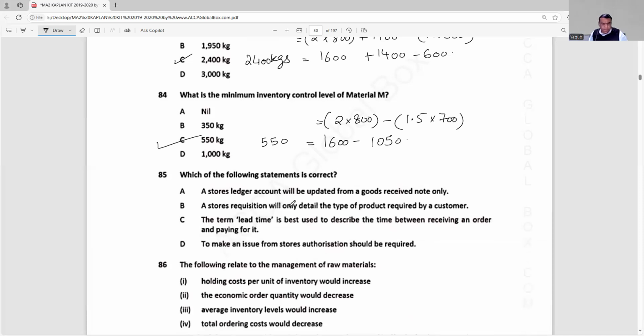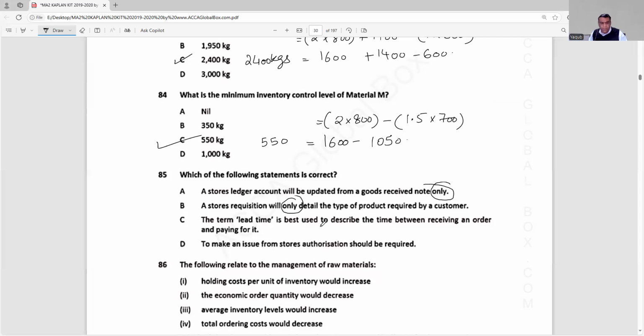Which of the following statements is correct? A store ledger account will be updated from a goods received note only. A goods received note is issued to the supplier after receiving goods, and not only. A store requisition will only detail the type of product required by a customer. Purchase order is basically giving the details to the supplier. Store requisition is the internal document, and will only detail the type.